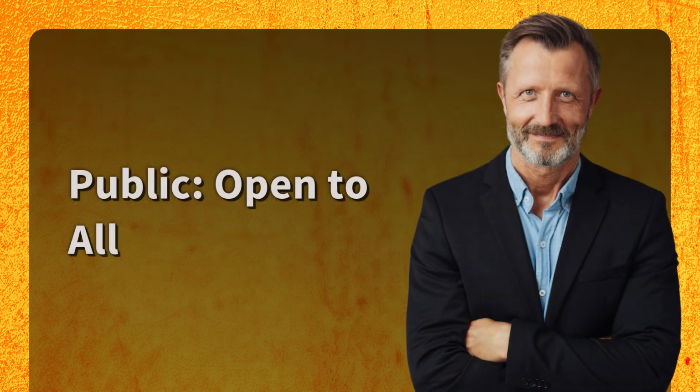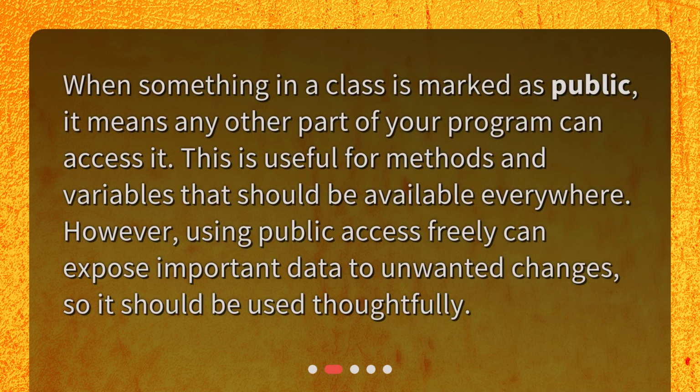Public, open to all. When something in a class is marked as public, it means any other part of your program can access it. This is useful for methods and variables that should be available everywhere. However, using public access freely can expose important data to unwanted changes, so it should be used thoughtfully.